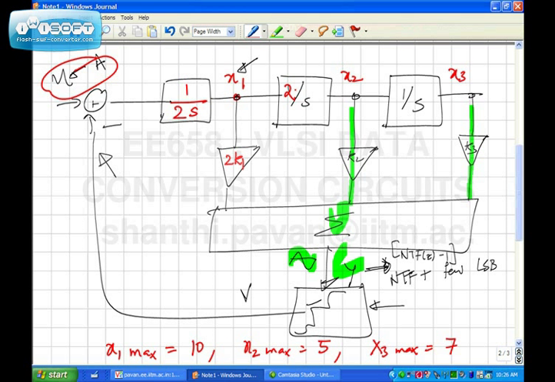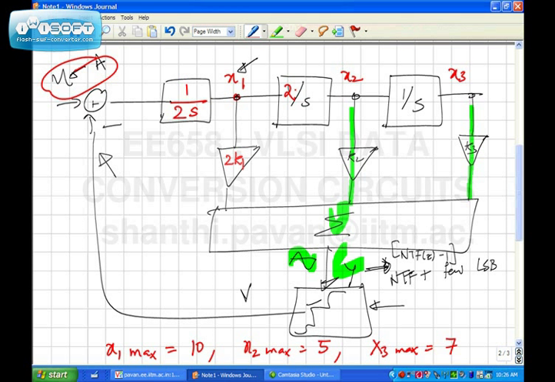5. What will x2 max be? 5, because I have not done anything to x2. Alright? And what will happen to x3? It will remain 7. Because, see, these guys don't know, for instance, the third integrator here doesn't know that this gain has changed, because this gain has also changed.